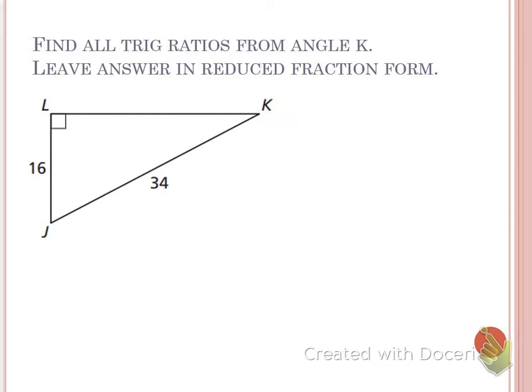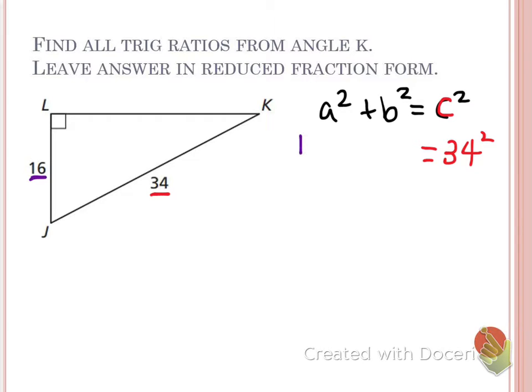What do we notice about this triangle? It's missing a side. So how do we find that missing side? Pythagorean theorem. So a squared plus b squared equals c squared. Which of these is c, the hypotenuse? 34. Which means that 16, and we don't know, so we can call it x, are the legs.